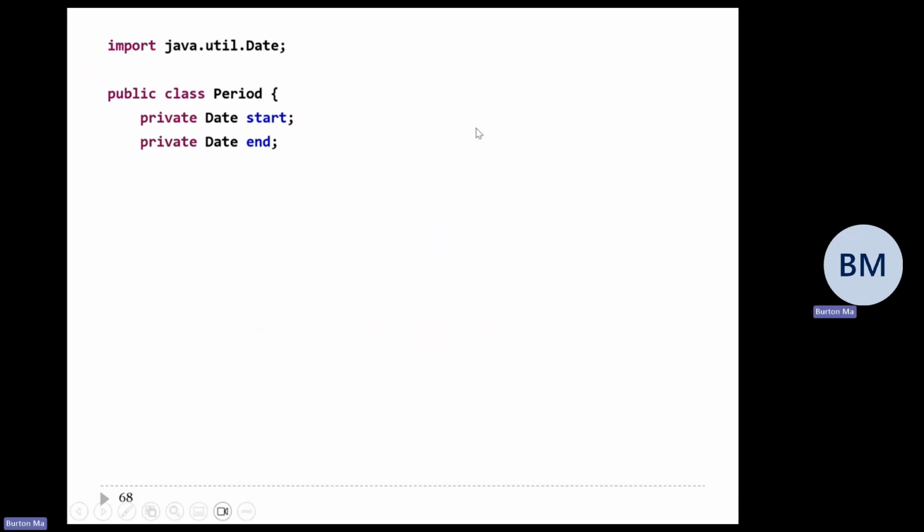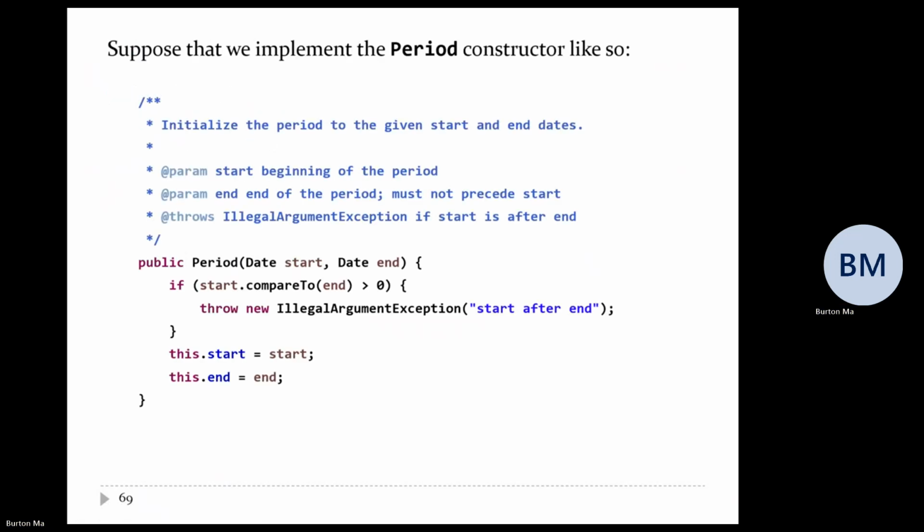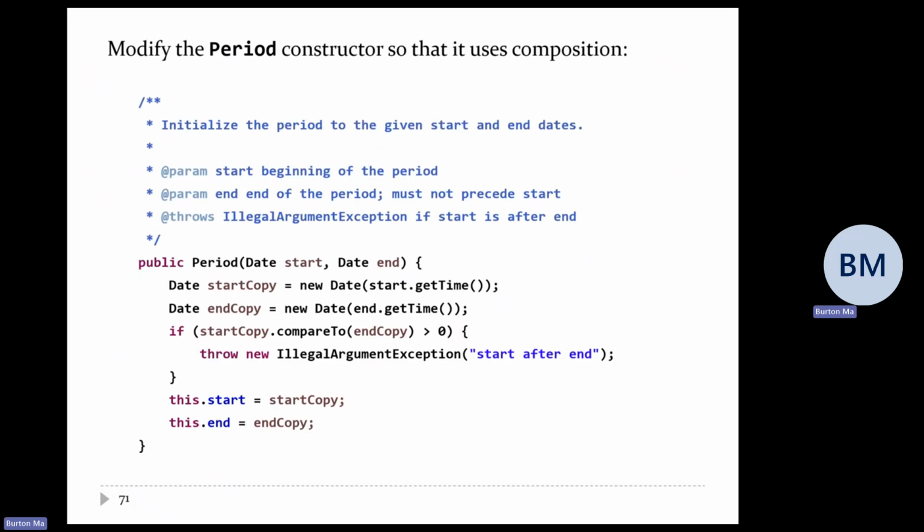Okay, and so there's the beginning of our period class. We have a date reference called start, and we've got a date reference called end, for the start and end time. We looked at the correct constructor. This is the constructor that takes in a start time and an end time.